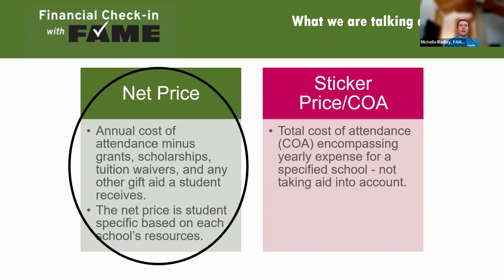Again, the net price is minus any of that free money that you're going to be receiving from a school. That would take into account grants, scholarships, tuition waivers, and any other gift aid that the student might receive. The reason it's important to focus on that piece is because the net price is really individualized to the individual student. So it's important that you look at that, because what one school might cost one family, it might cost something wildly different for the family sitting next to them.